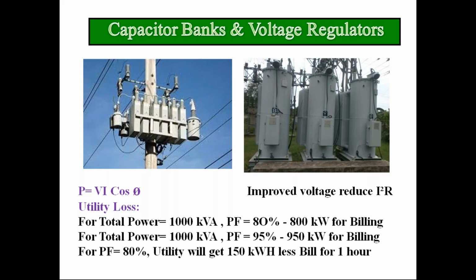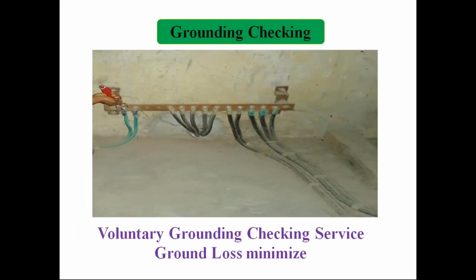And in Bangladesh, the customers have a mandatory power factor of 95%, and for the utility, it is 90%. Then we went for capacitor banks and voltage regulators. We installed capacitor banks not only at the customer point, but in the lines also. And we had voltage regulators to improve and stabilize the voltage.